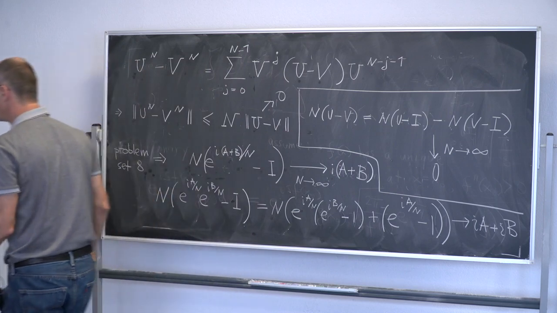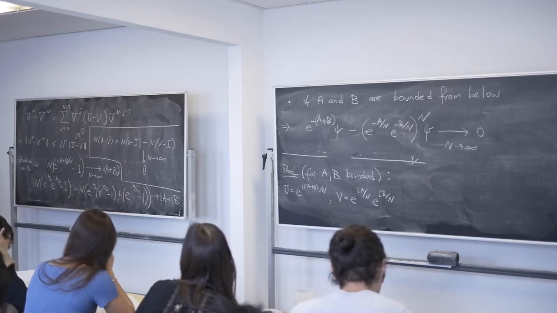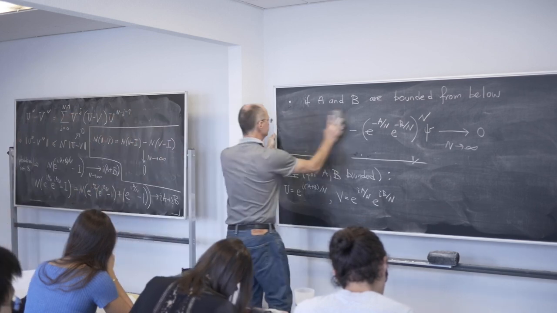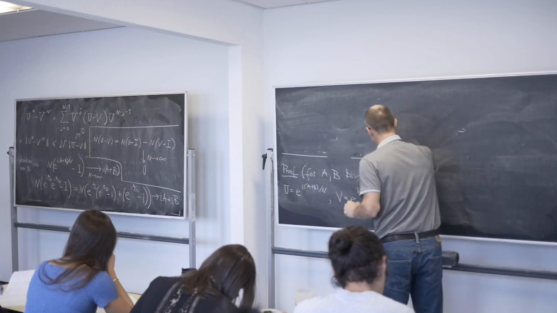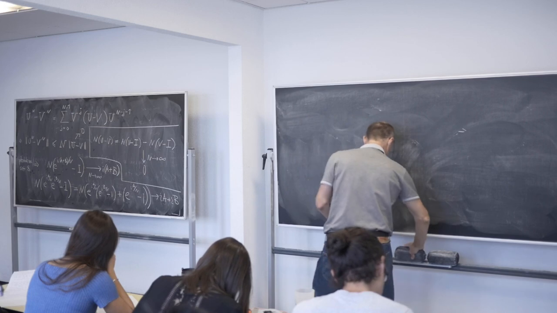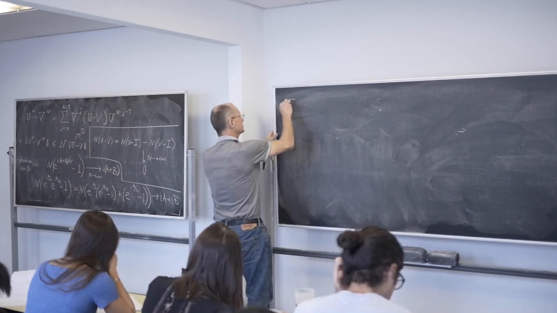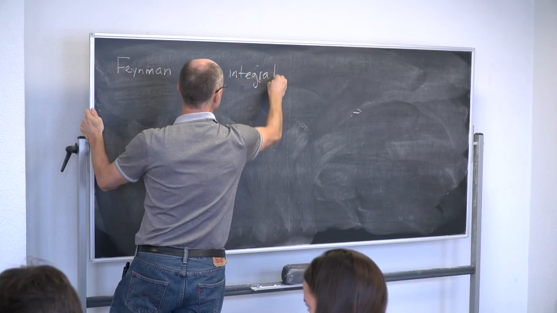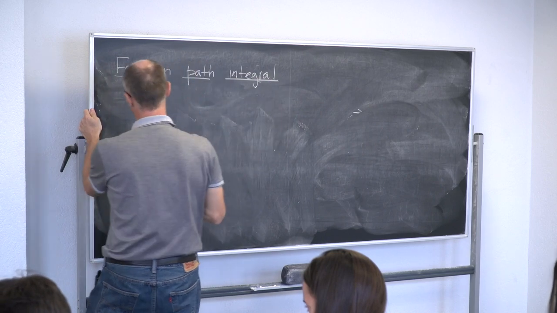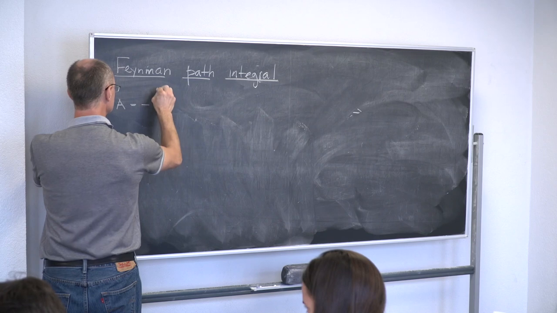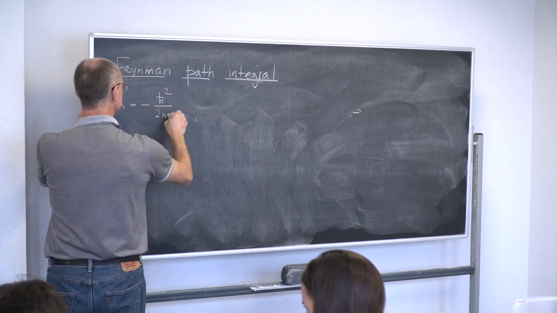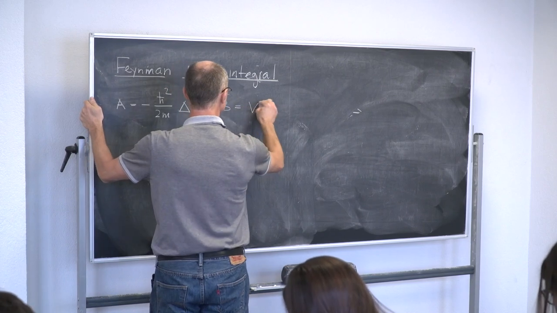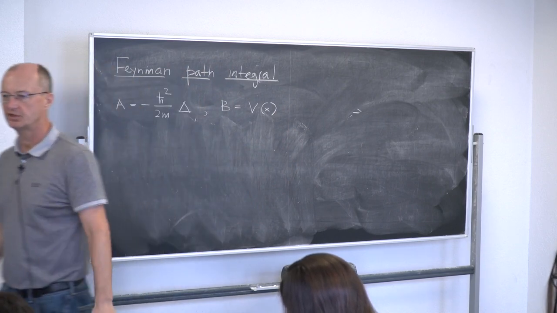OK. So why were we interested in this Trotter formula? The wonderful, very interesting application of the Trotter formula is the Feynman path integral. So we choose A to be the Hamiltonian of a free particle, and B to be the potential.